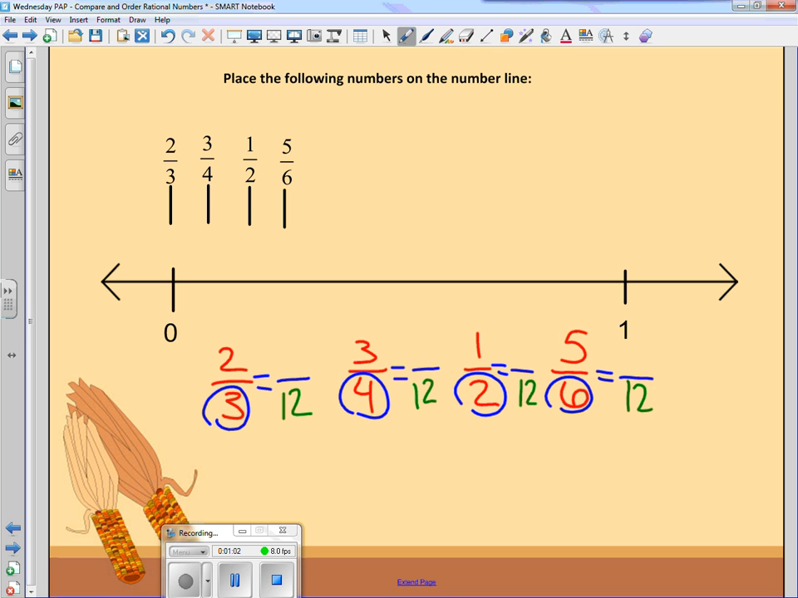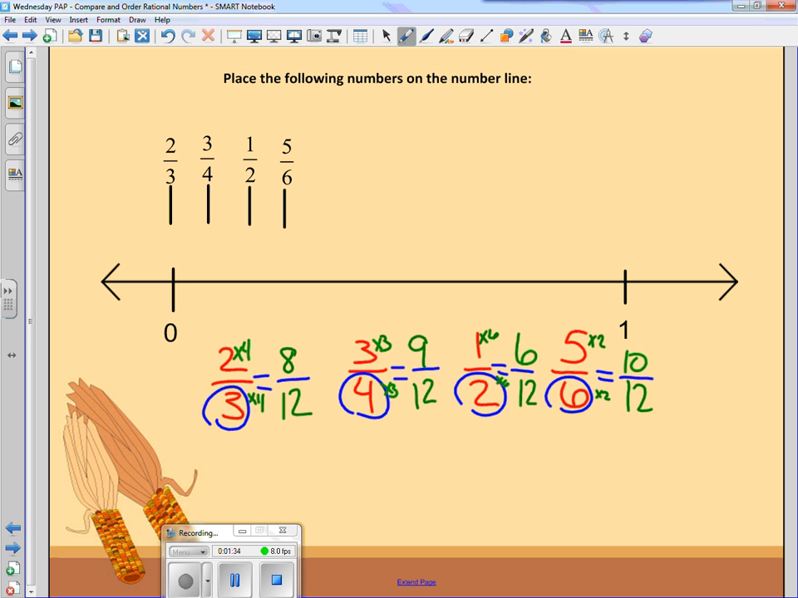6 times what is 12? 2. So 5 times 2 is 10, making equivalent fractions. 6 times 2 is 12, so 1 times 6 is 6. 4 times 3, 3 times 3, and 3 times 4, and 2 times 4. Now, since all my denominators are the exact same, all I have to look at is my numerators. I want to put them in order.